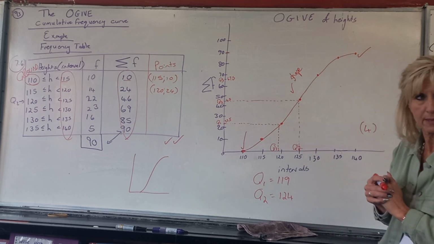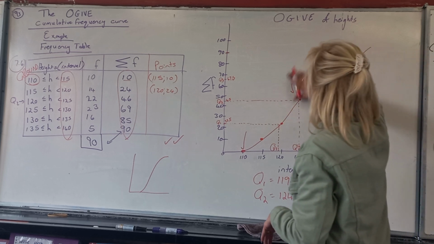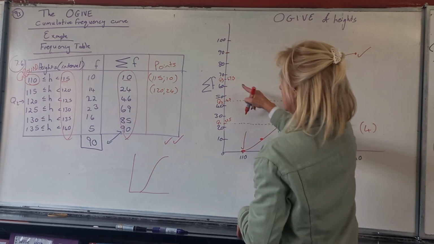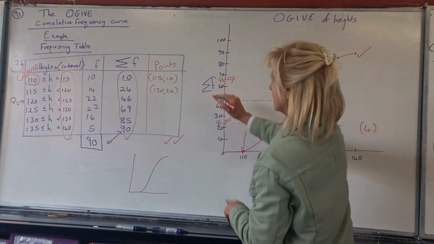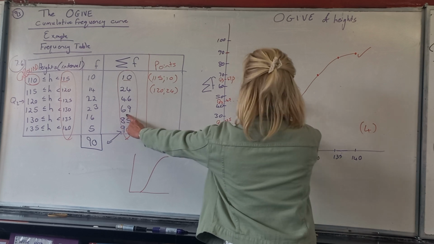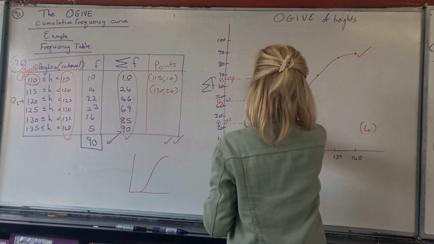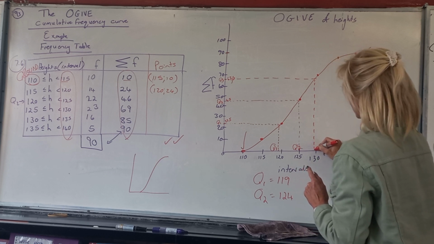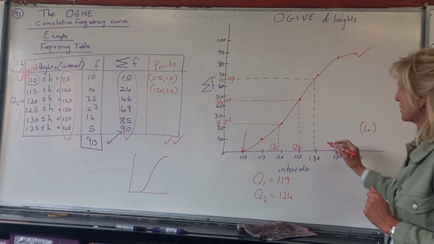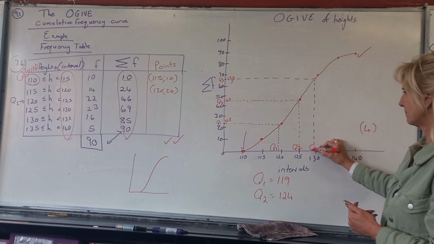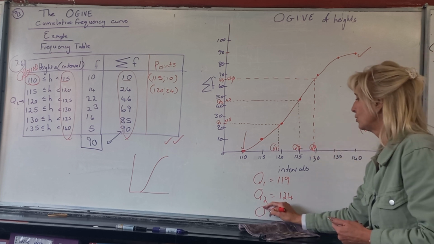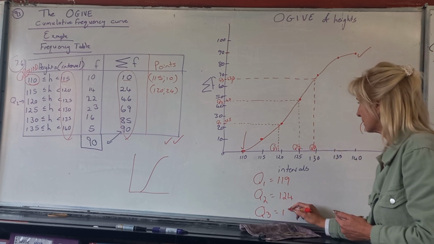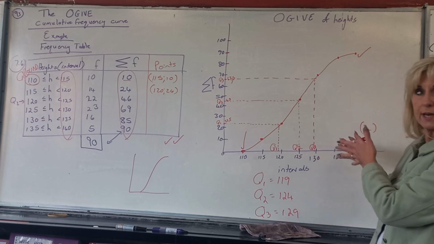Are you with me? And let's look at our Q3 then. 67.5, I'm checking it here, see? Should be a little bit less than that. Okay, let's say mine is 129. You check yours when you sketched it. Because I've read it off.